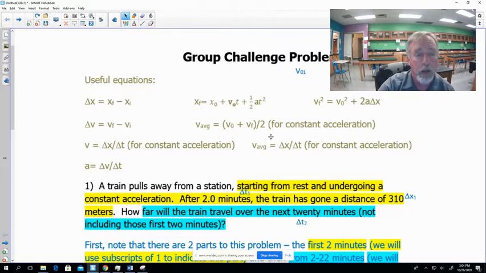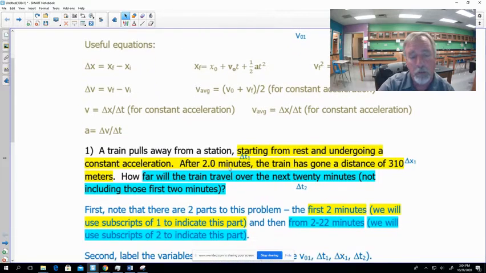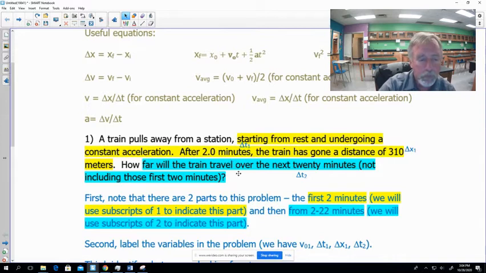So the first thing I want to look at is this first problem, and I've got it color-coded. Let's look at my note here first. I want you to note there are two parts to this problem. The first part deals with the first 2 minutes, as the train pulls away from the station, starting from rest and undergoing a constant acceleration. After 2 minutes, the train has gone a distance of 310 meters. So that tells us our first part of the problem. We're going to use some information from this first part to help answer the second part, but they're distinct parts.